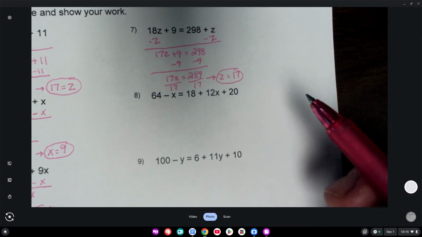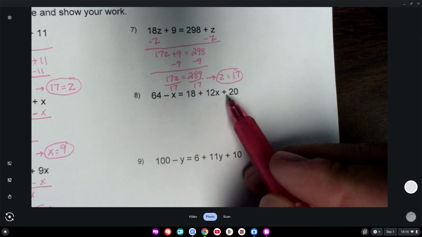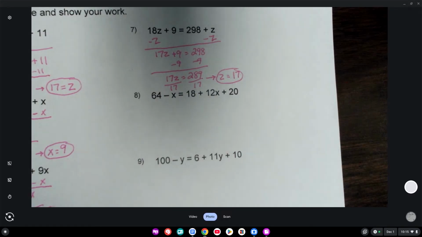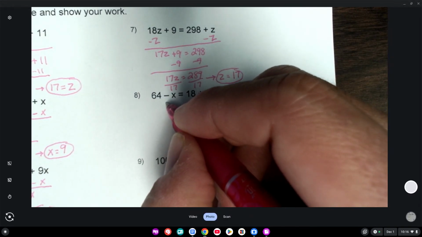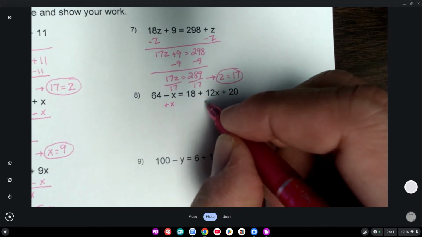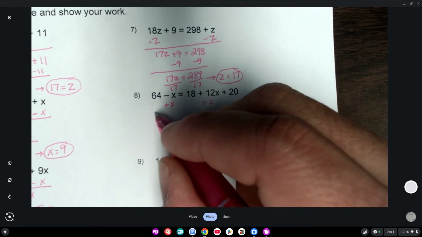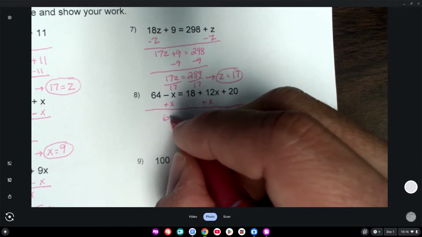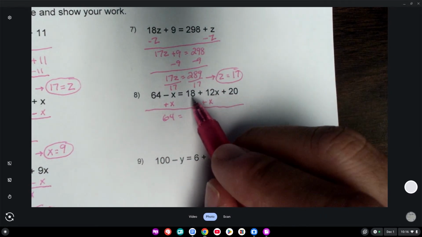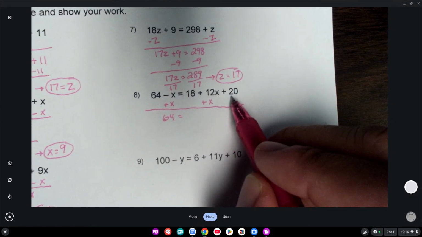Alright, on the next one, I have some like terms here I can combine. I think I'm going to do that in the same step, just to save myself some space, because I'm a little short on space on this paper. I'm going to add x to both sides here to get rid of the x on this side, so I'll get all my x's over here. So I have 64 equals. I'm also going to combine the 18 and the 20.